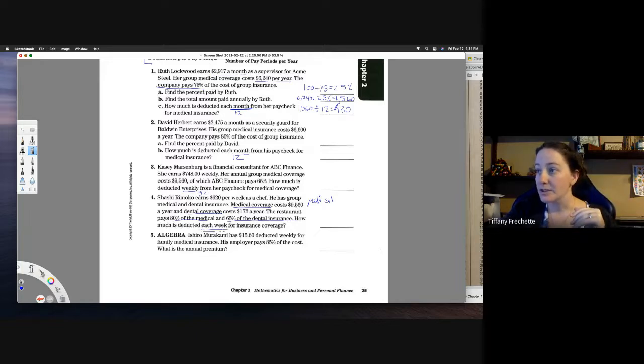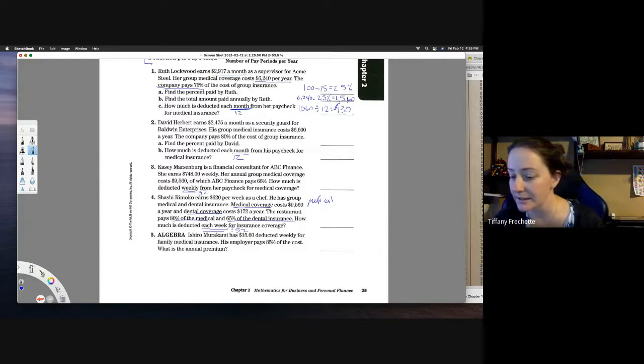Remember, how much is deducted each week? You need to divide your answers by 52 so that you have the weekly amount, so you can add them together. You can find out, how much does he pay annually for medical? How much does he pay annually for dental? So those are 2 pretty darn easy calculations here. And then you add those together. But remember, in the end, you need to divide by 52 so that you come down to that weekly amount.